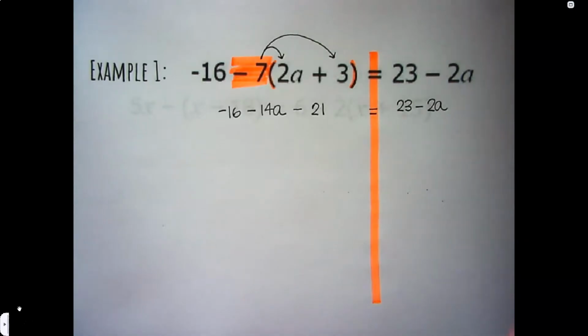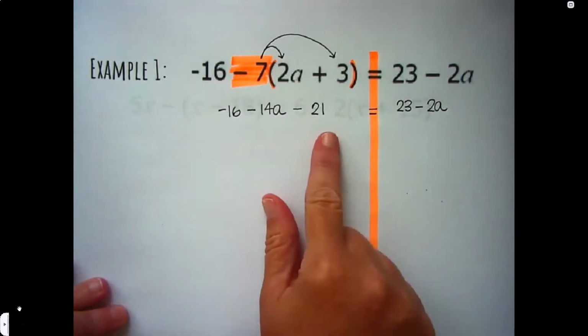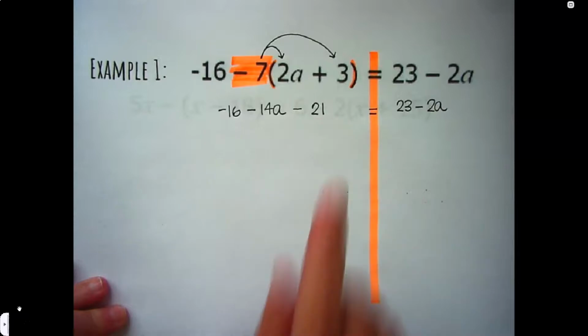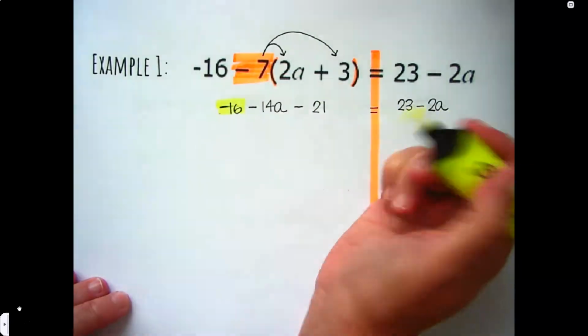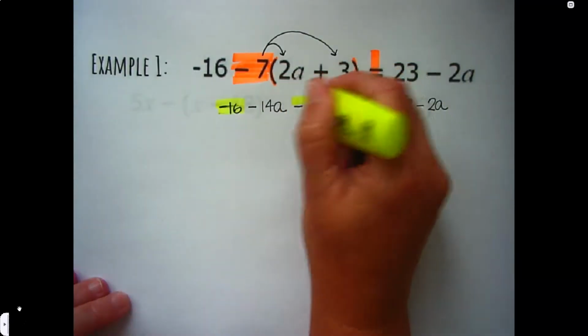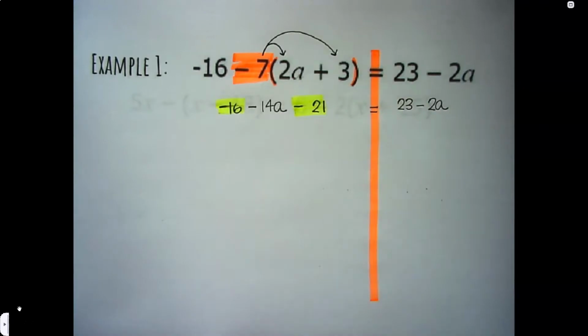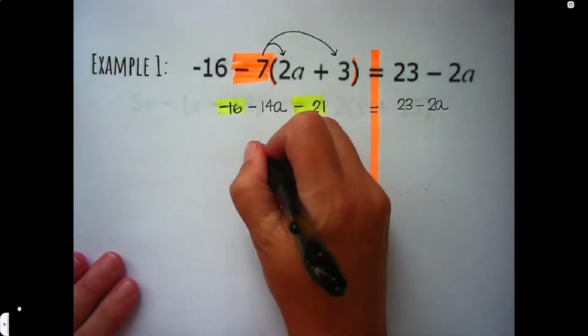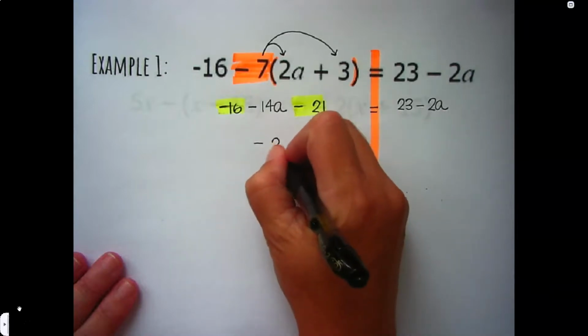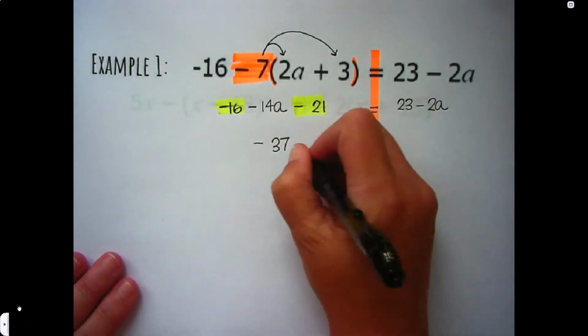So here I need to look at the 2 sides of my equation. On this side, I see 3 terms, and 2 of them are alike. My negative 16 doesn't have a variable attached to it, and I notice that my negative 21 doesn't either. So those 2 terms are like terms because they both lack the variable. What I'm going to do is combine those by doing what this says. So I'm going to do a negative 16 minus 21, which is going to give me a negative 37. And I have minus 14a.